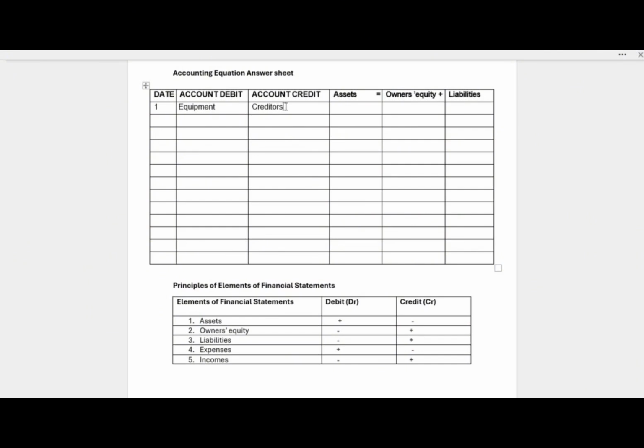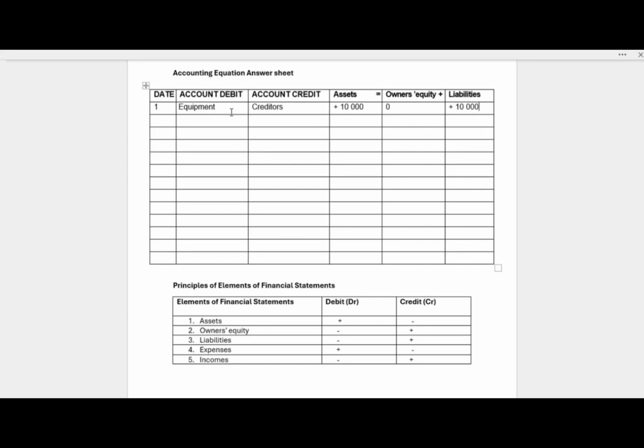So creditors are liabilities, and equipment is an asset. So we are going to go to the column of the assets. There's an increase in assets of 10,000 rand, right? And here, owner's equity is not affected. We put 0. What is affected is liability, plus 10,000. Remember, both accounts are increasing, but the one increases on the debit side, the other one increases on the credit side. So this is how you record transaction number 1, right?